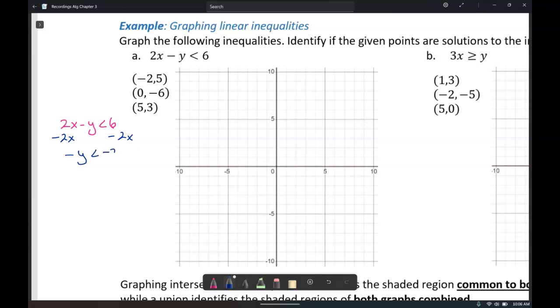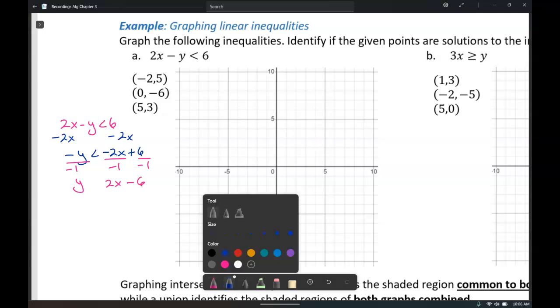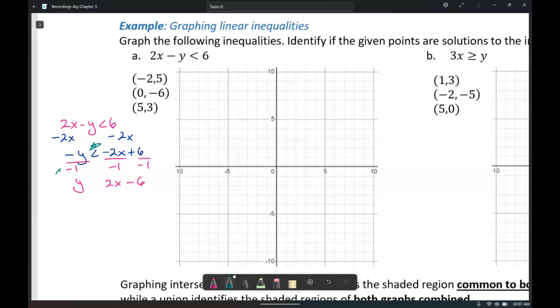-y is less than -2x plus 6. And then we divide all parts by -1. Now, this is important. Remember that when we divide by a negative value, we have to reverse the direction of the inequality sign. So now y is greater than 2x minus 6.